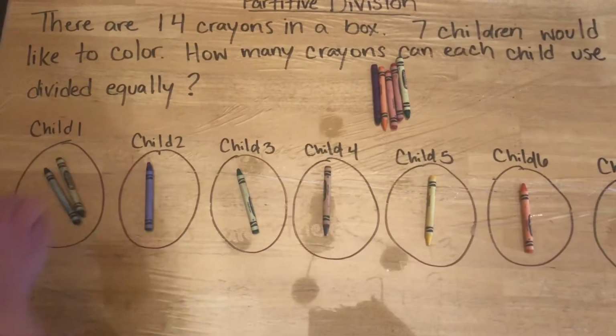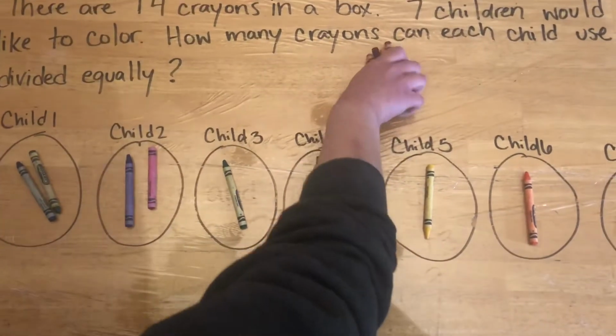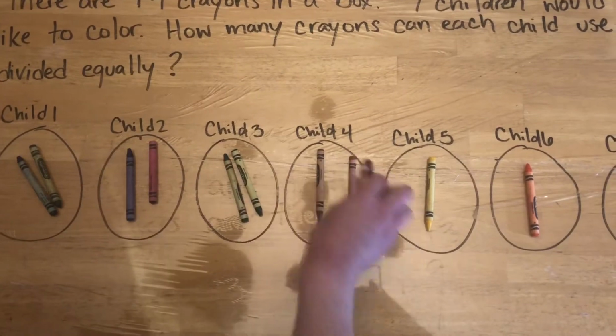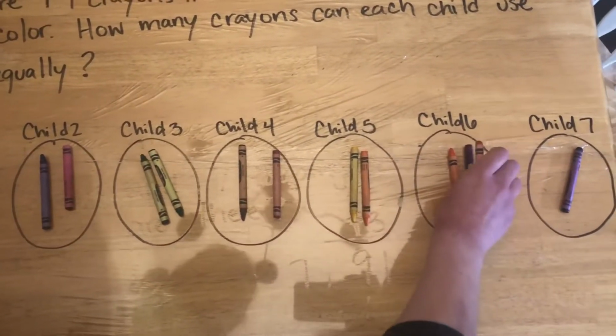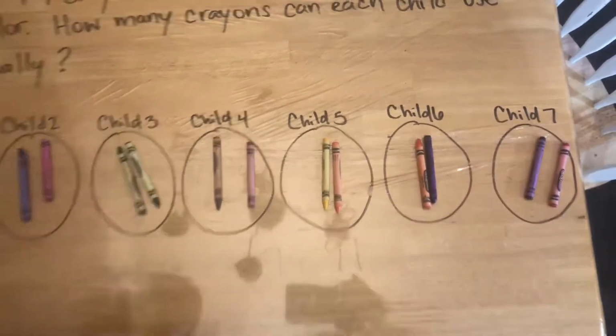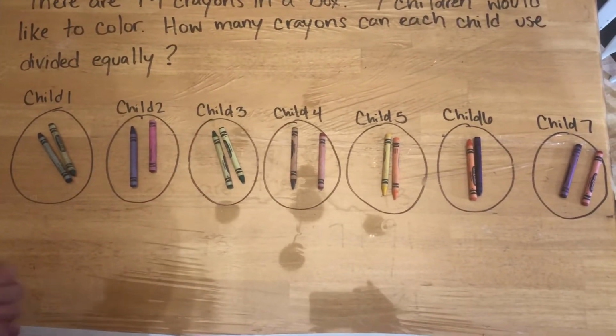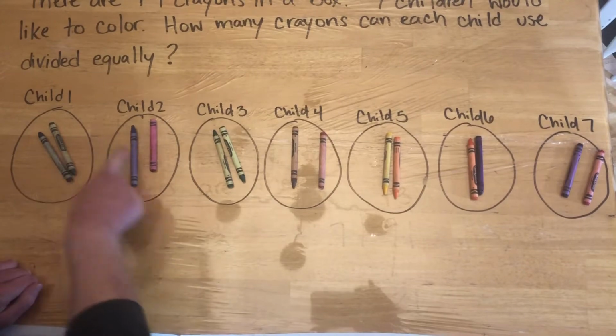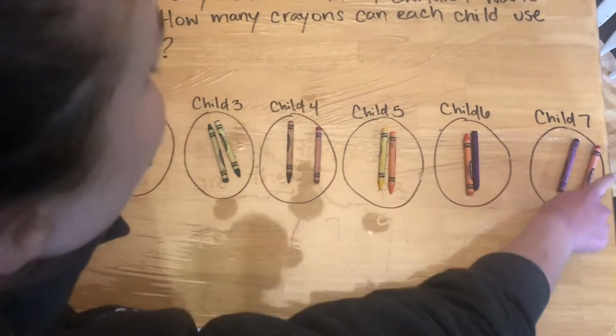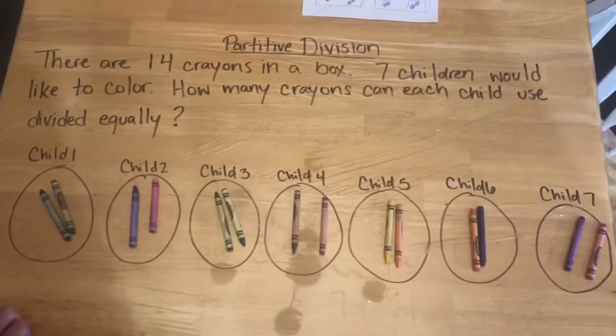Now, child 1 has 2, child 2 has 2, child 3 has 2, child 4 has 2, child 5 has 2, child 6 has 2, and child 7 has 2. And that is all 14 crayons divided by the 7 children. And each child has 2 crayons. So the answer to this partitive division problem is 2.